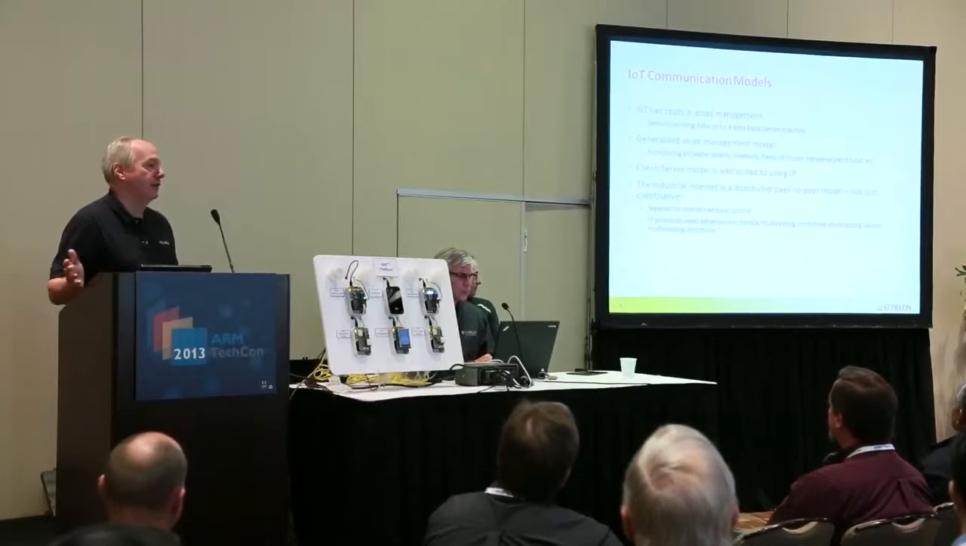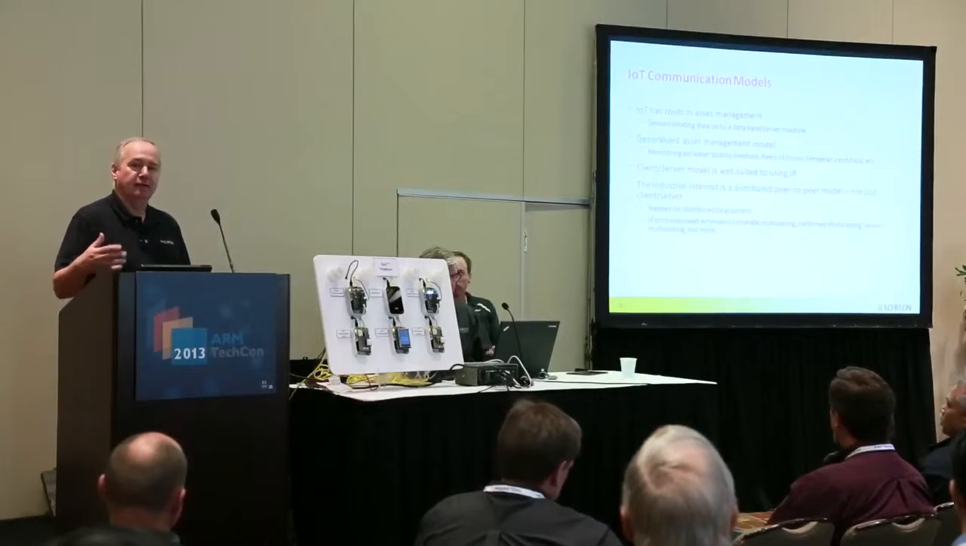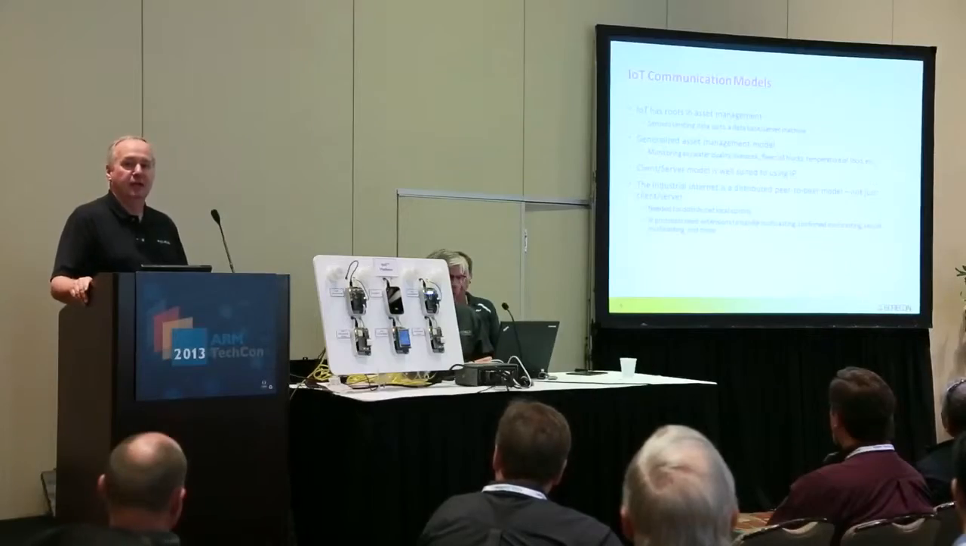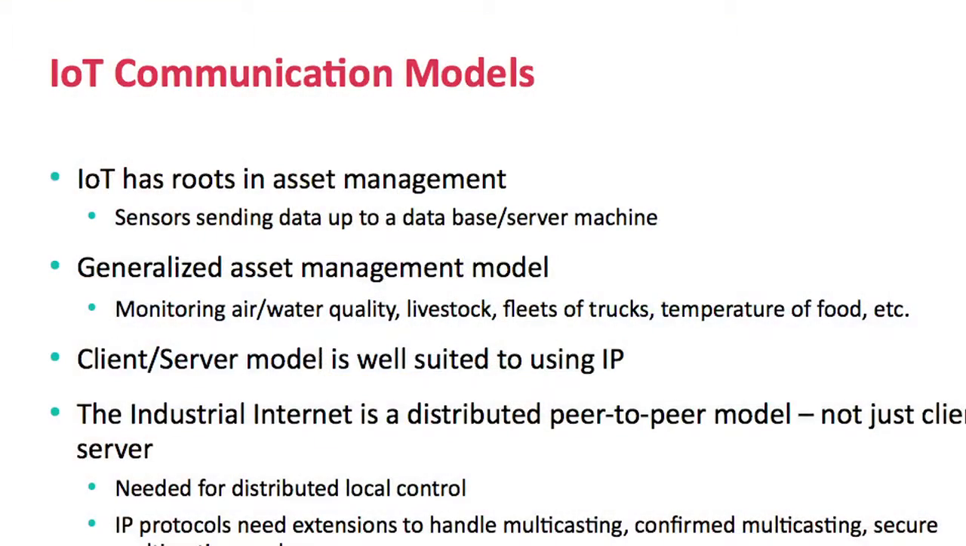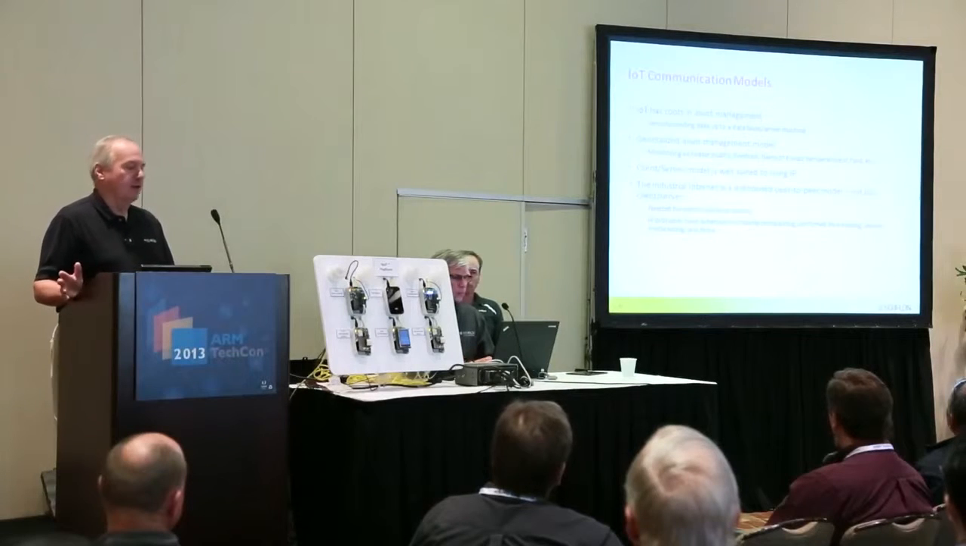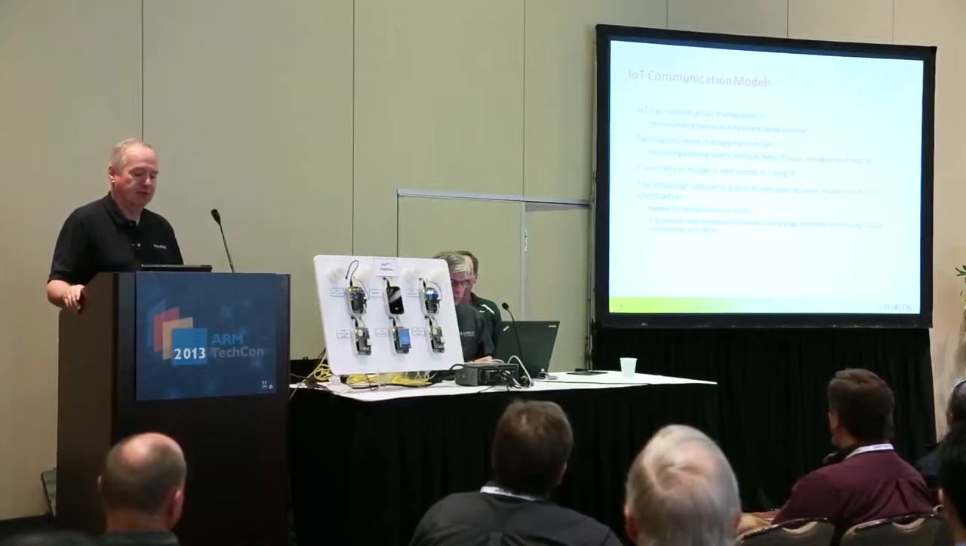So when we think of the Internet of Things, it's a huge application space, but like everything, it started out in one way and then progressed a little further. It started off as really an asset management kind of activity. And so it's sensors sending data up to a database and server machine. And that model got generalized as an asset management model to include things like monitoring fleets of vehicles, or monitoring temperatures in storage containers on ships, or monitoring air quality or water quality, all kinds of things. But it's the same kind of situation where you have a bunch of sensors who are sending things up to a big database in the sky.